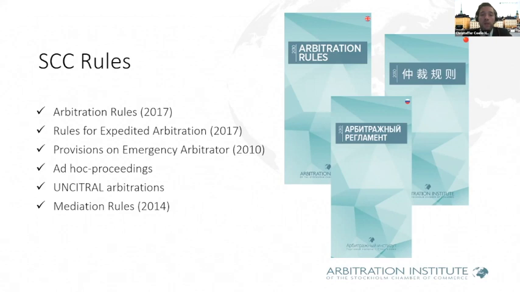The provisions on emergency arbitrators were included in the SCC rules in 2010, and at that point the SCC was one of the first arbitral institutes to incorporate such provisions in the rules. Besides this, the SCC also provides certain ad hoc services, and these include being the appointing authority, which means that the SCC appoints an arbitrator in ad hoc proceedings, that is, proceedings that are not administered by an arbitral institution. It also covers deciding on challenges to arbitrators and certain other ad hoc services, such as record keeping or fund holding. Further, the SCC also maintains certain procedures to be used as tools in arbitrations covered under the UNCITRAL rules. And finally, the SCC also has and maintains rules for mediation.